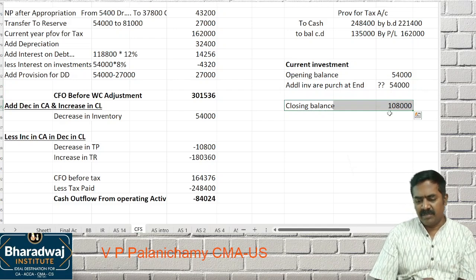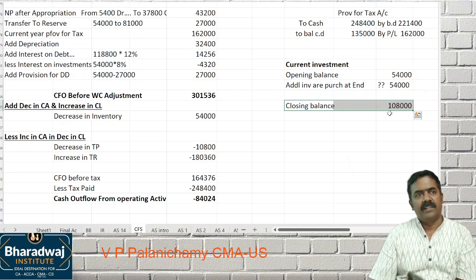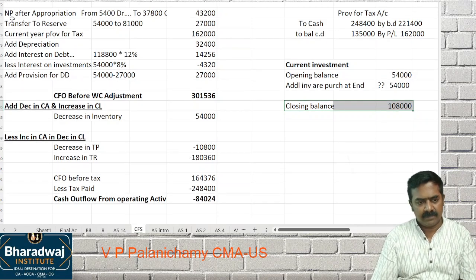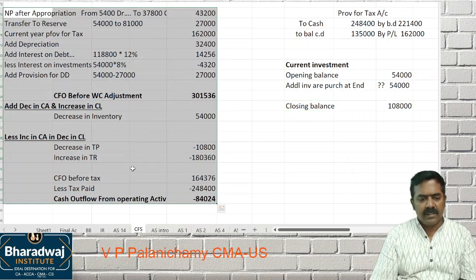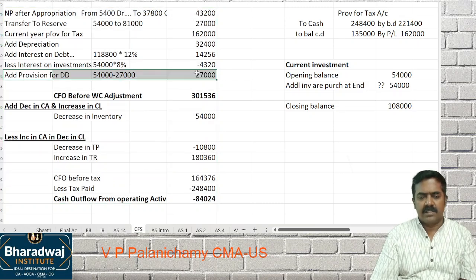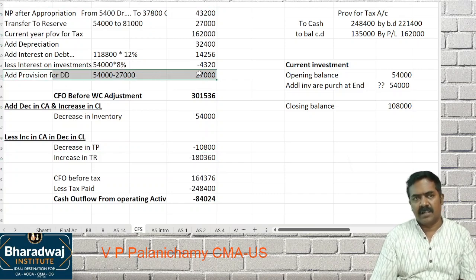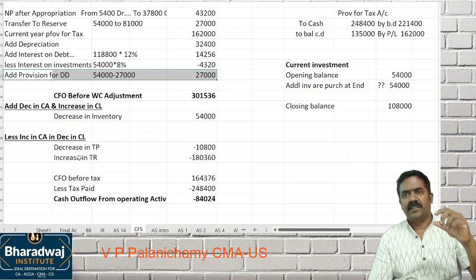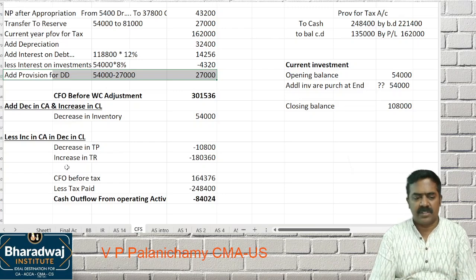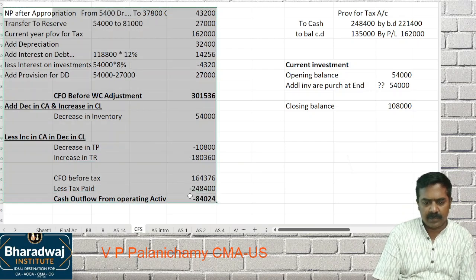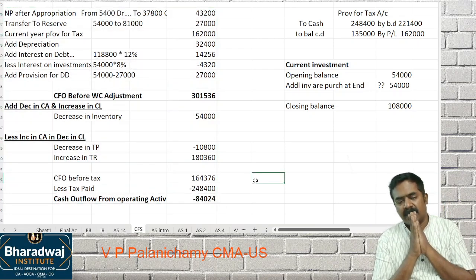So that investment purchase 54,000 will come in which activity? Investing activity. See, alternative method of adjusting this is you adjust with the provision and take it here. Instead of adjusting as a non-operating item, opening balance of debtors, closing balance of debtors, adjust the provision and change in working capital changes. That way also you can do it. But this is the proper way of answering the question.